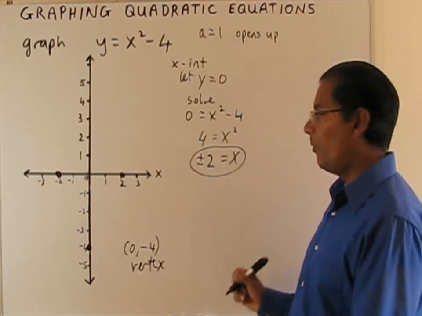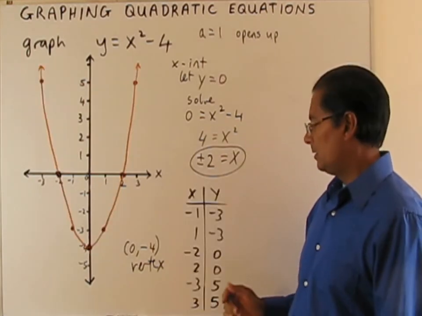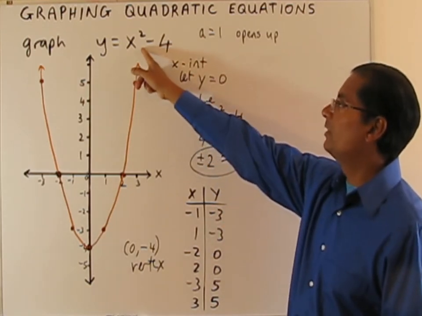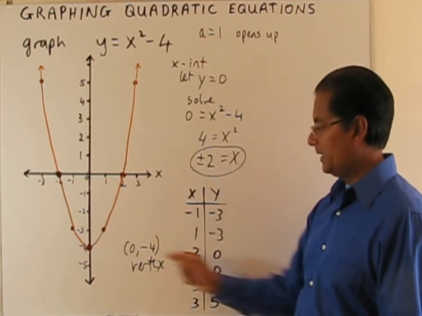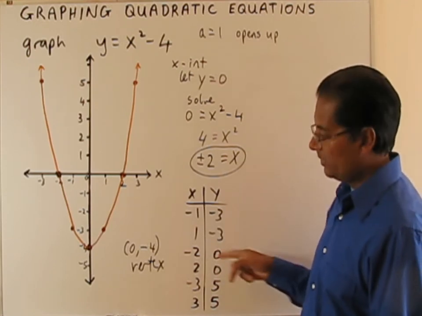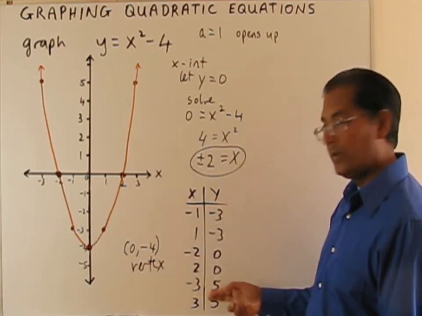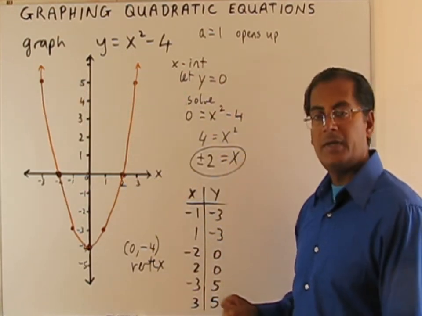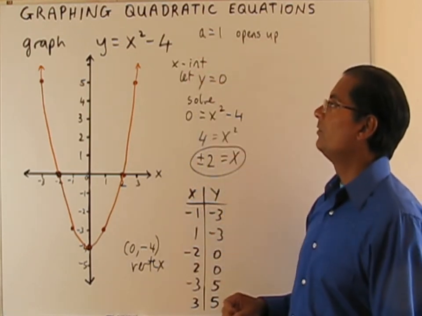Now you can plug some more points into the equation and have the following graph. So we plug in some points: negative 1, negative 1 squared is 1, minus 4 is minus 3, so we get the points negative 1, negative 3 and 1, negative 3. Negative 2, 0 and 2, 0 are the x-intercepts here. The vertex, which I didn't write, is 0, negative 4. And then we plugged in some more: negative 3, 5 and 3, 5, to get a bigger picture of the graph, a more accurate graph of this parabola y equals x squared minus 4.